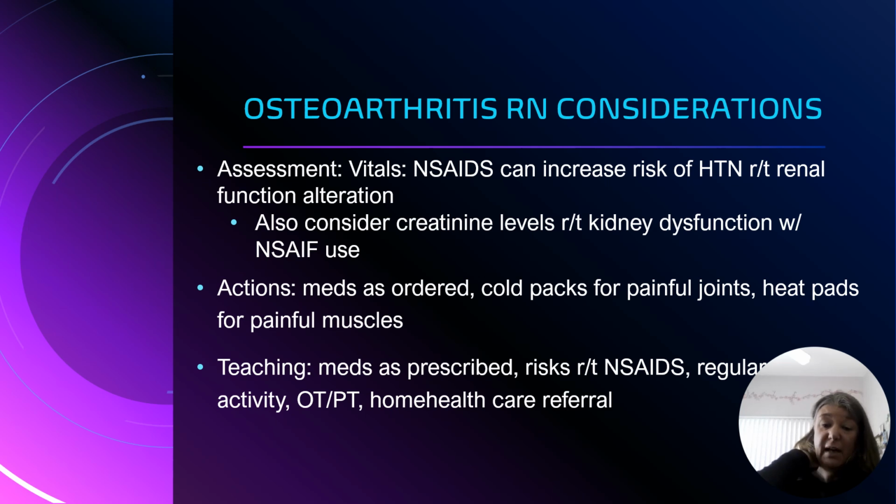Osteoarthritis doesn't always end in surgery, you know, with a joint replacement, but it is a possibility. So if somebody goes in for surgery, we're definitely going to be talking about opioids because that is considered an acute pain, and opioids are a pain treatment that we would be using. We would use cold packs for painful joints. That helps reduce inflammation. Heat pads for the muscles. That helps relax the muscles.